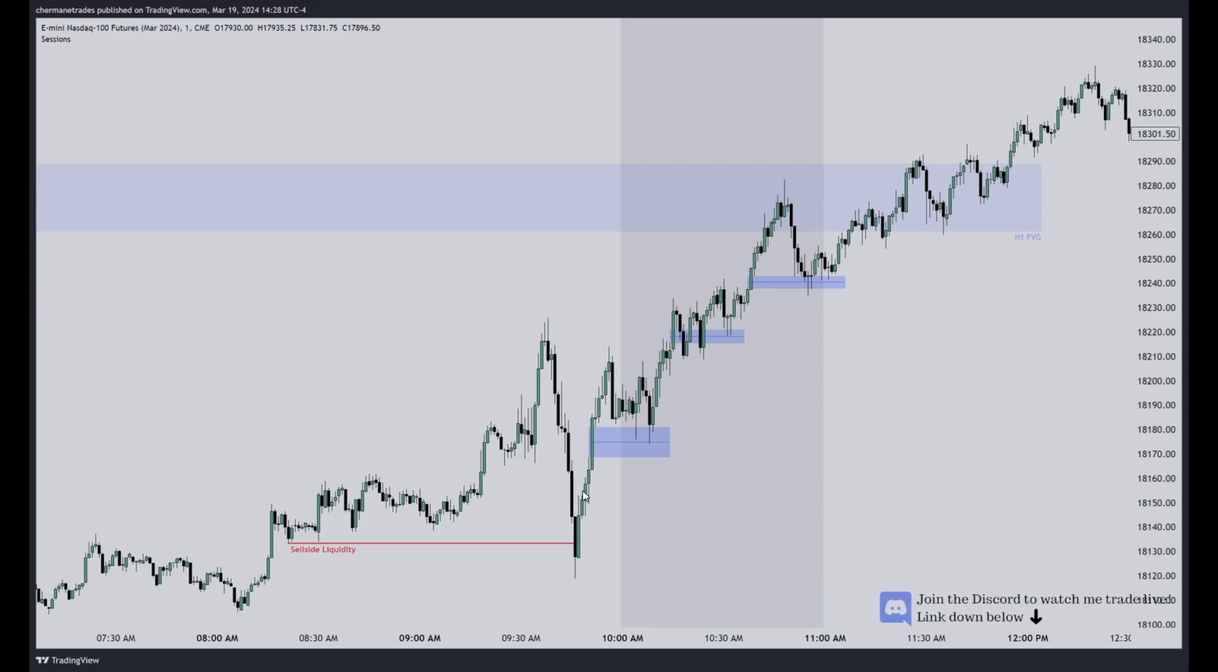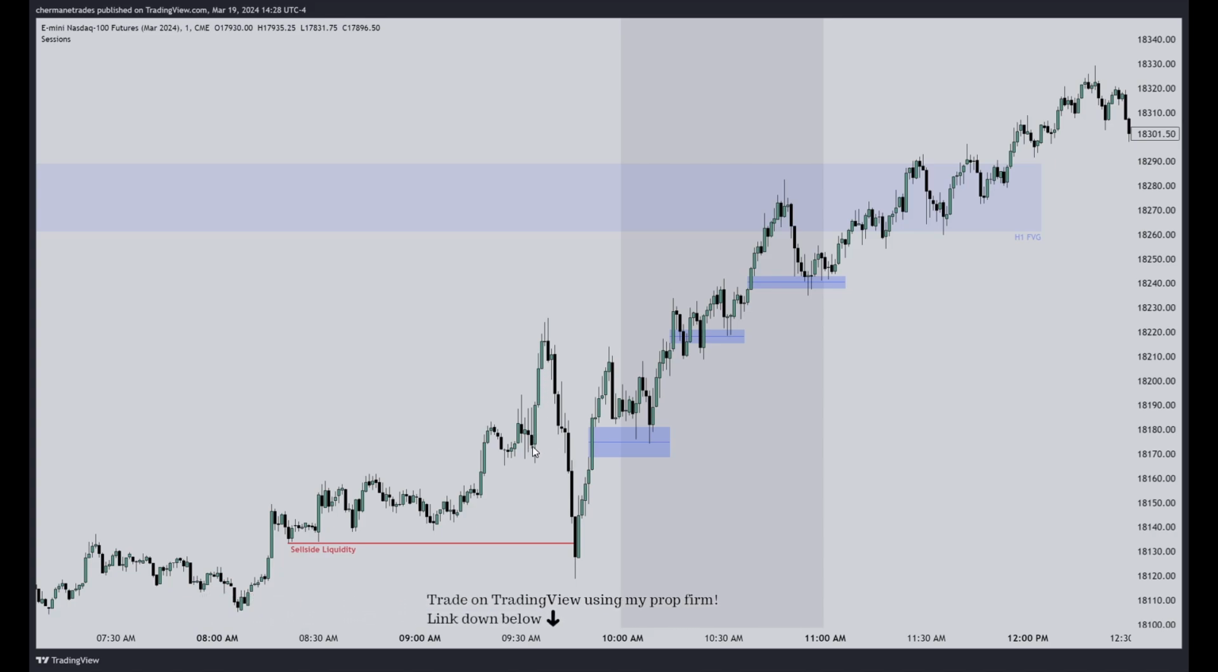No, it just blasted right through it. Did not care for it. That alone tells me that price is strong, we're bullish, and we don't need to take out this high. We don't need a high to form here, come back down, and then take out that short-term high and then feel comfortable buying.